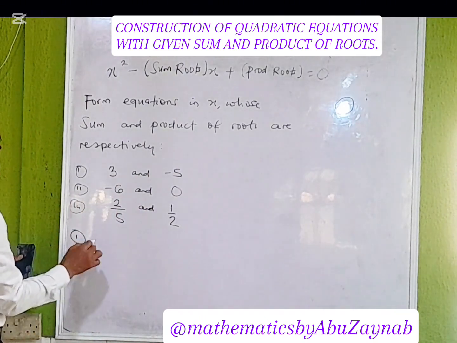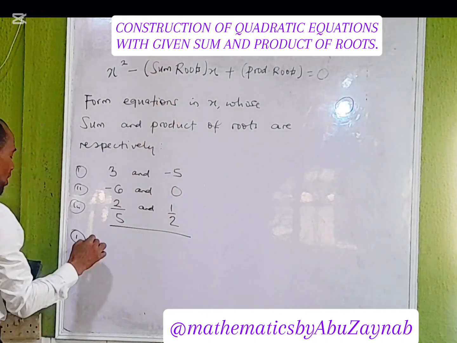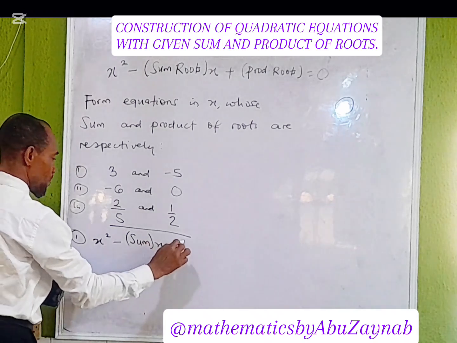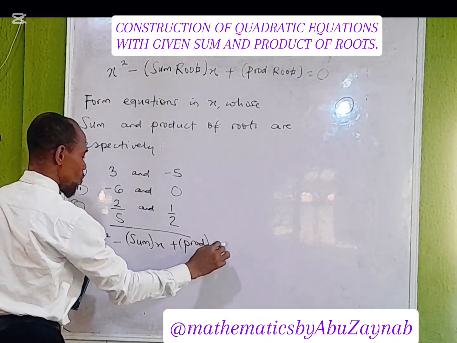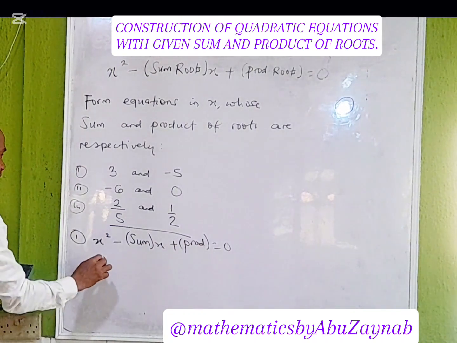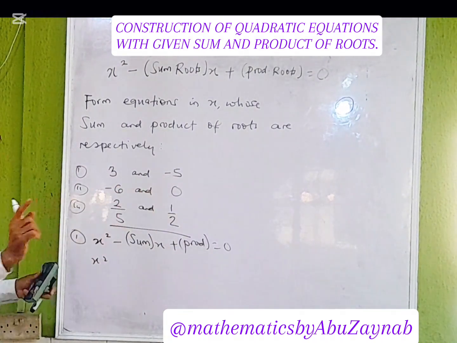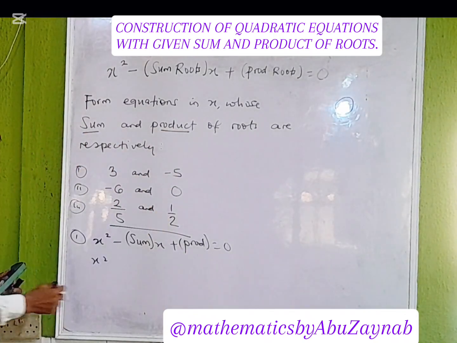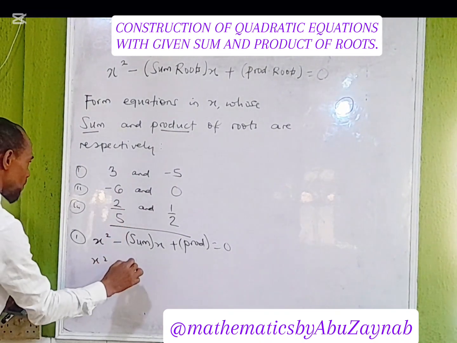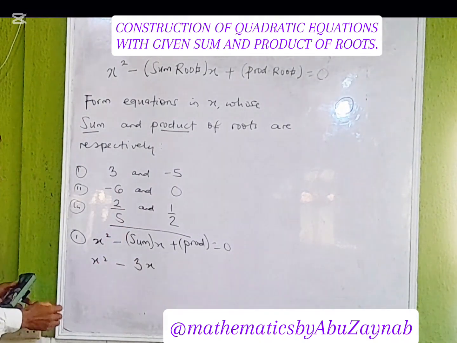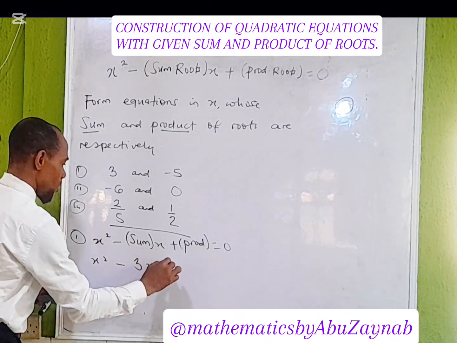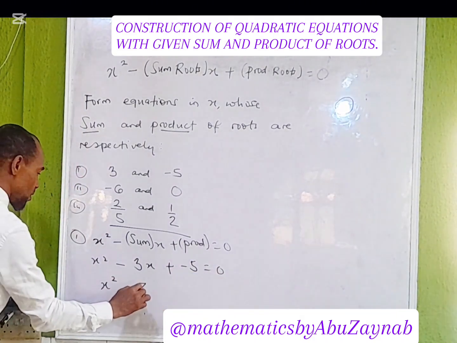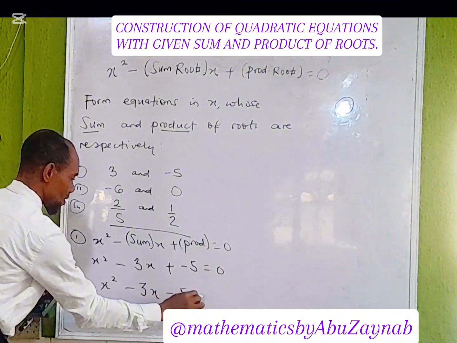So for number one, of course, this still applies. We're going to have x squared minus sum times x plus product equals 0. Instead of saying sum 3 plus minus 5, no. The question says sum and product already given. So, in other words, for question 1, that 3 is just the sum. Direct substitution, plus product is minus 5 equals 0. Hence, you have there x squared minus 3x minus 5 equals 0.